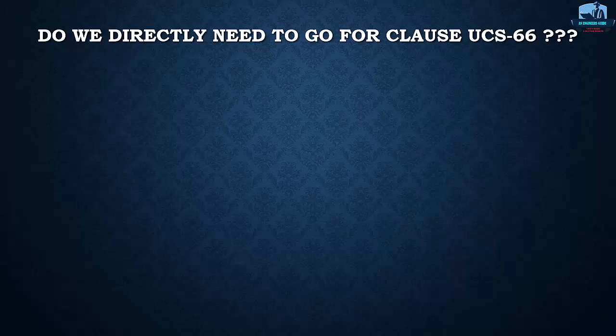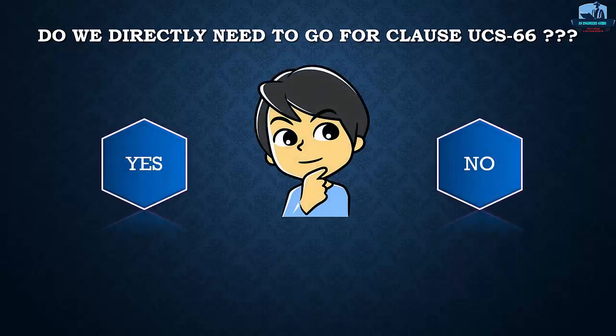So guys, as we know, the clause UCS 66 is to be used to perform MDMT calculation. So there is one question: do we directly need to go for the clause UCS 66 to perform MDMT calculations? Please pause the video for some time and put your answer in the comment box. So the answer is obviously not. So what is the first case? Let's see.